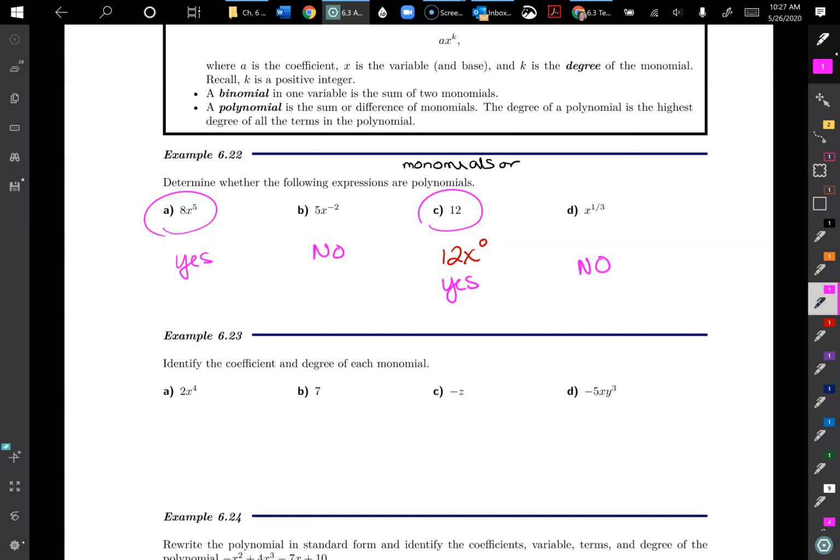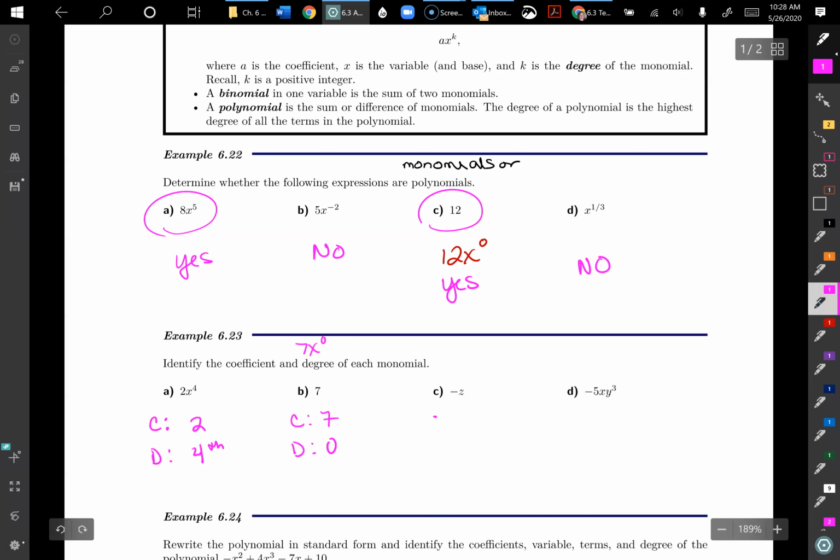Example 6.23, identify the coefficient and degree of each monomial. And so we have a, 2x to the 4th. We would have coefficient is 2, and the degree is 4. For 7, we have coefficient is really just itself, 7, because remember this would be like 7x to the 0. Degree is 0.